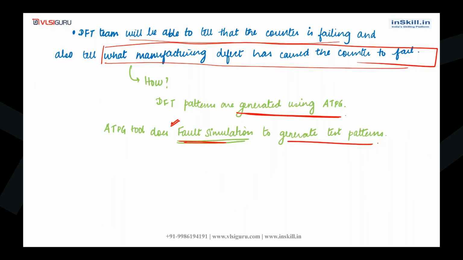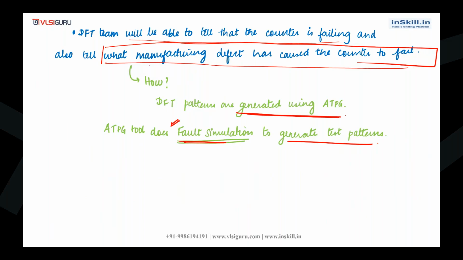So how is the DFT team able to tell what manufacturing defect has caused the counter to fail? It is because DFT patterns are generated using ATPG. The ATPG tool does a technique called fault simulation in order to generate the test patterns.